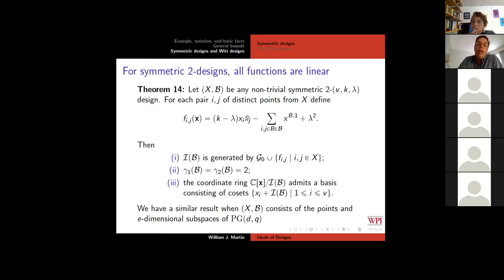So here, for every i and j, we have a way to reduce that modulo the ideal to a linear function. So every single function on the blocks of a symmetric two design is equivalent to a linear function. And the coordinate ring has a basis consisting of these cosets coming from the monomials. There's a similar result for the e-dimensional subspaces of a projective geometry, which I'll just omit.